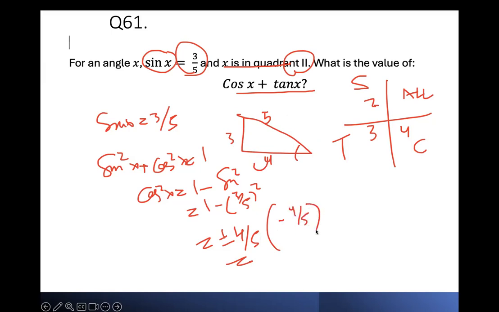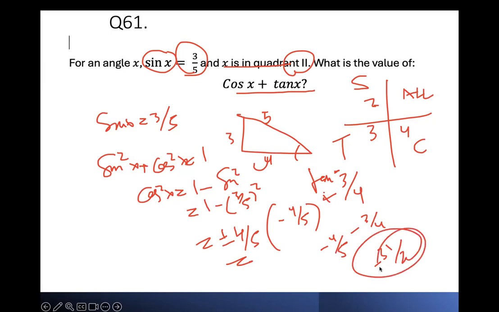That's the only difference. The tan is opposite over the adjacent. So 3 over 4 for tan, but it's going to be what? Negative. That's the key. And therefore, you have to add minus 4 over 5 and minus 3 over 4 because they are negative. And that should be your answer. You get 31 over 20. And this is your answer. But you can use this, or you can use this formula to calculate it. But you got to know that in quadrant 2, only sine is positive. The rest are all negative.